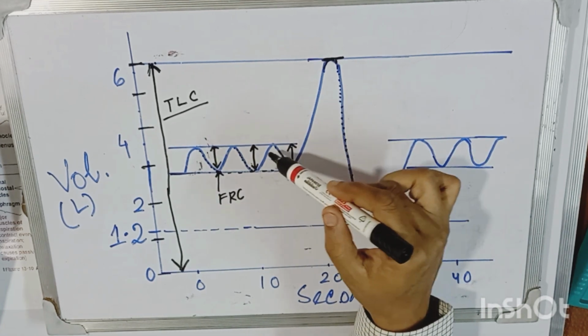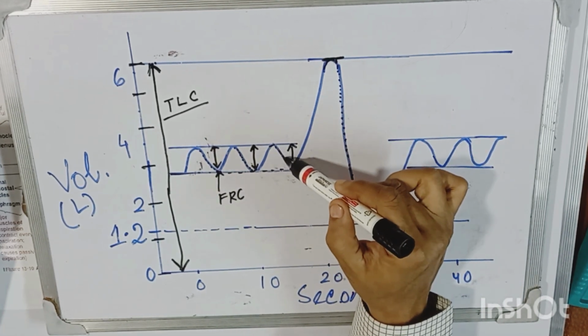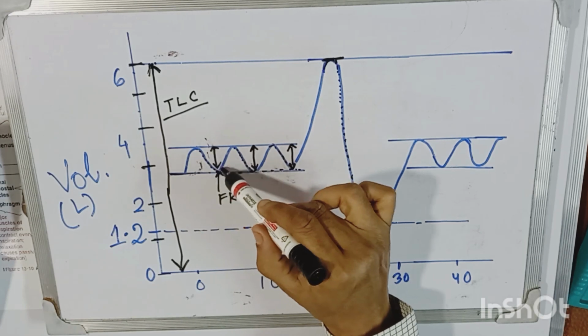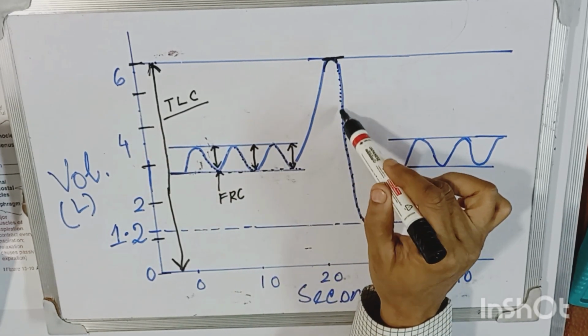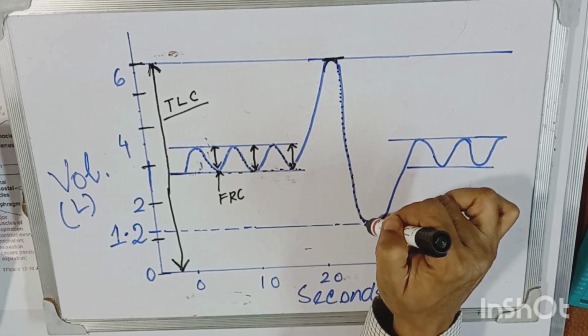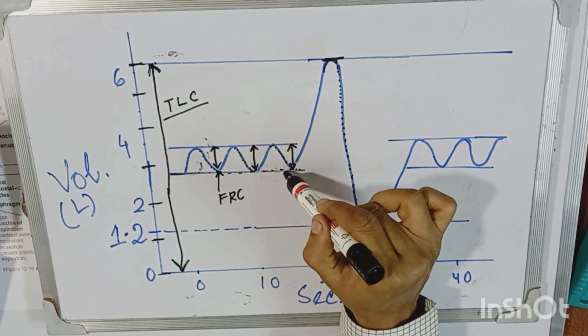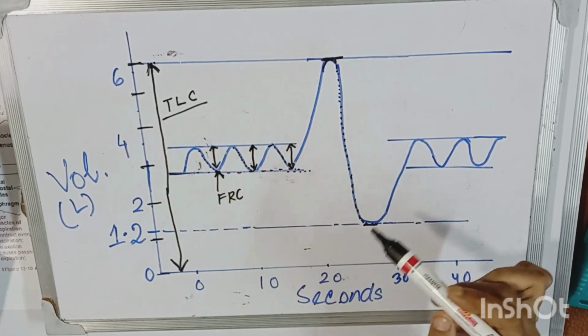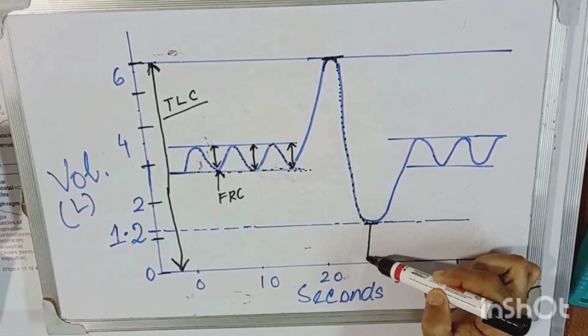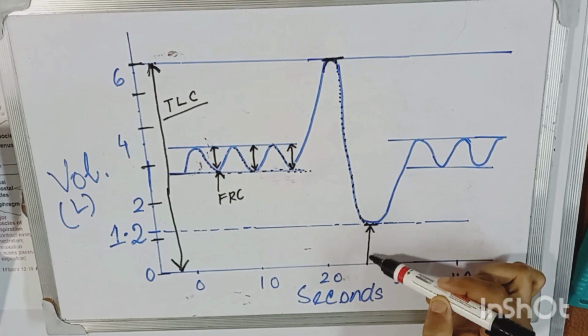So there are different levels of going down. At rest, we are going down up to here. But during a heavy expiration, we can go down up to here. So this level is one volume. This is called residual capacity, functional residual capacity. This is another volume. Still there is some air left in the lung.